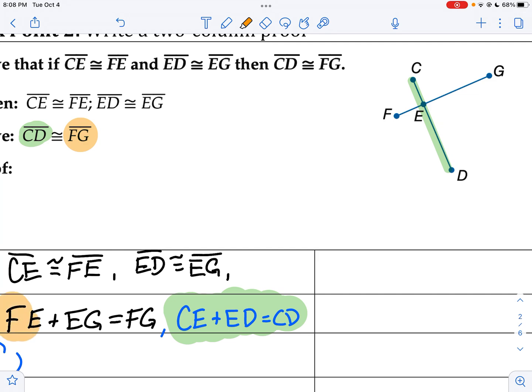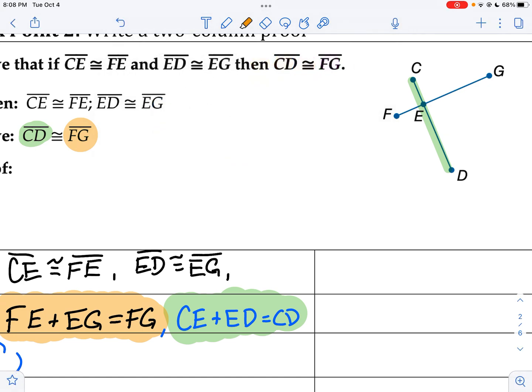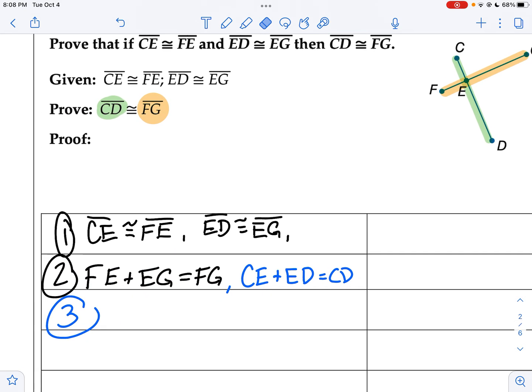And I'm trying to prove something about FG. Well, if I want to prove something about FG, I should probably write some kind of equation or statement about FG. So those are my two segments that I want to prove something about. I want to prove that they're the same. So I'm trying to prove that the right sides of these equations are exactly the same. Well, if the right sides are the same, then what else should be the same? Well, the left side of the equations should also be the same.